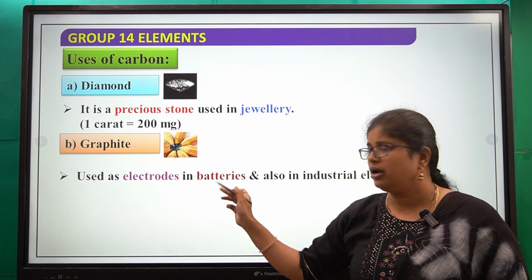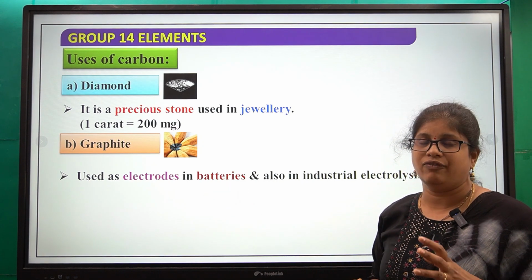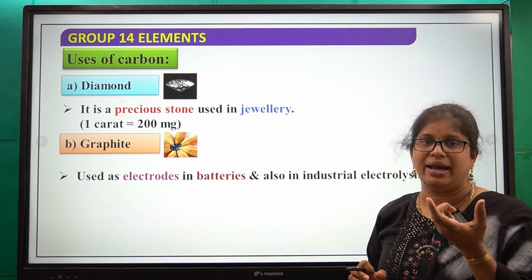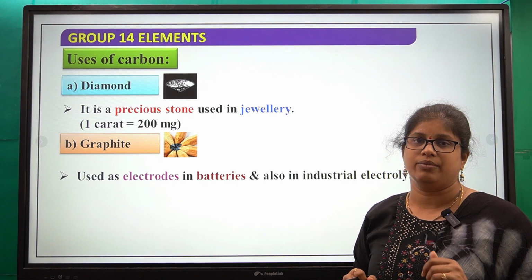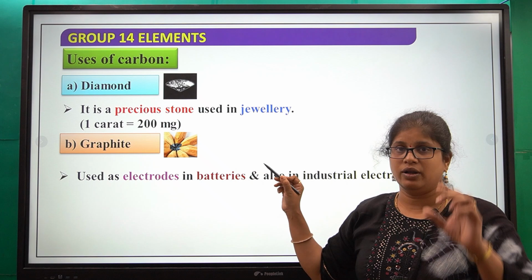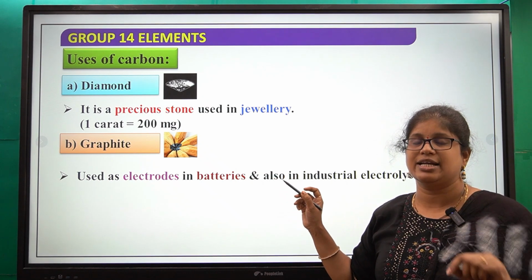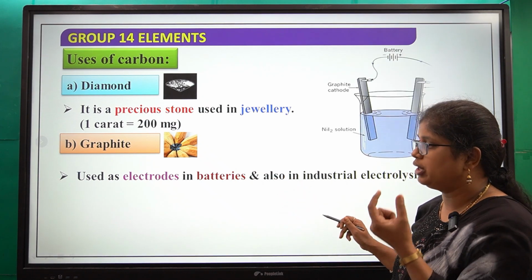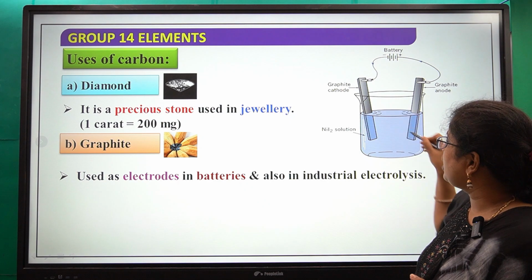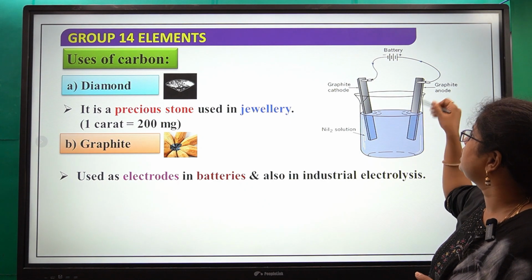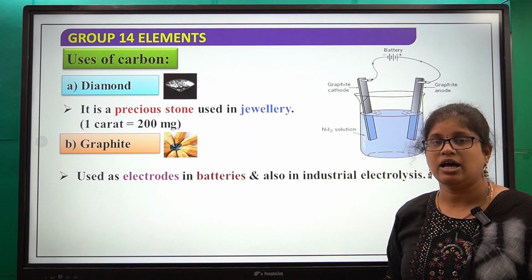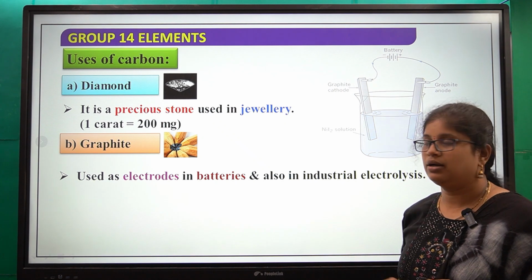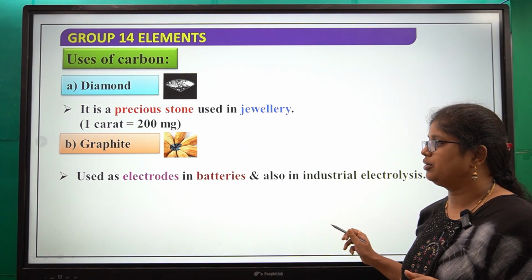If you want to see graphite, take a battery or cell, and if we break it, we will get black color powder, right? That black color powder or the electrode rod is actually graphite. And in electrolysis also we are using graphite electrodes. Why? Because they are good conductors of electricity because of containing one free electron.